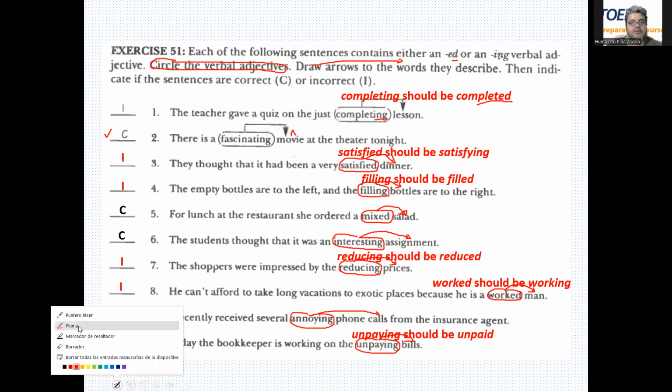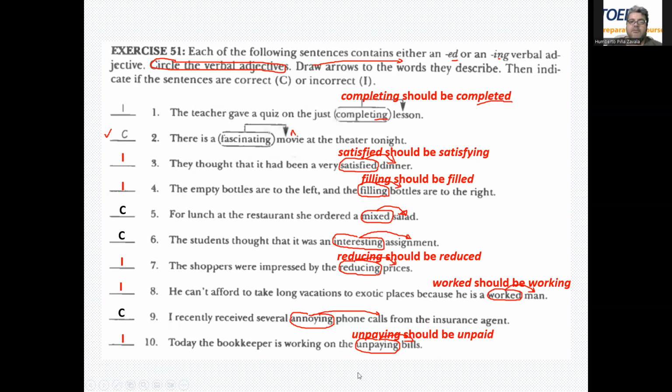All right, guys. So take a look at what you did. Take a look at what the answers were. If you have any questions, let me know in the comments below here, and I'll get back to you.